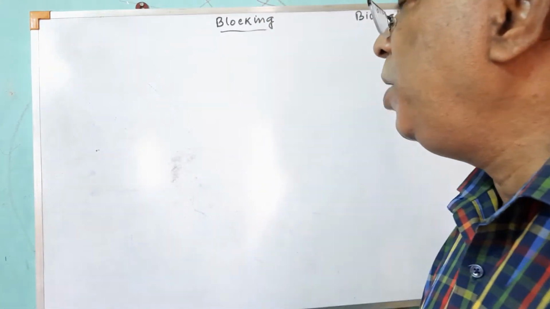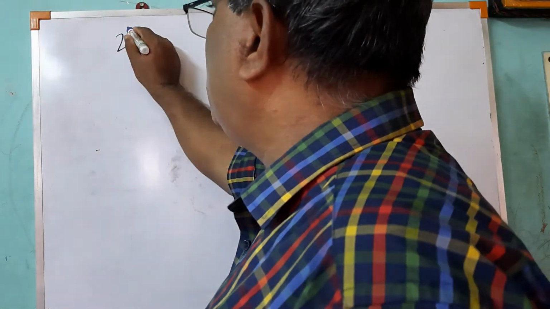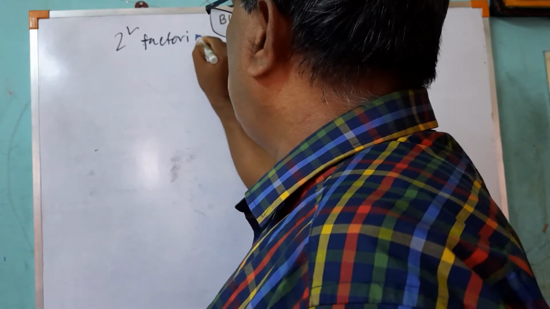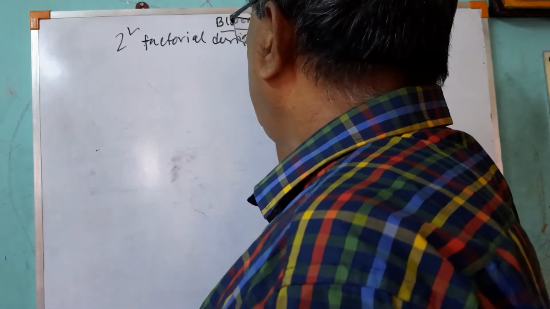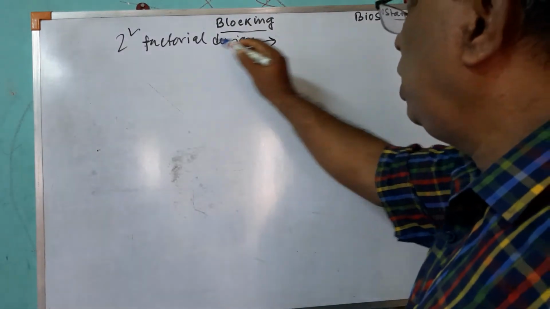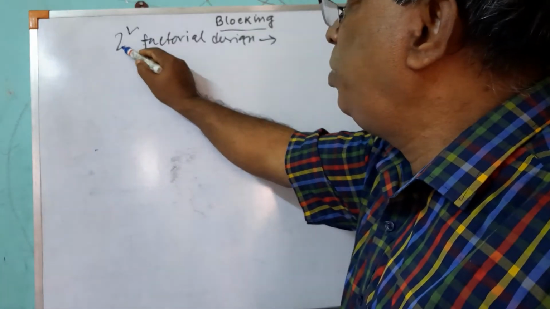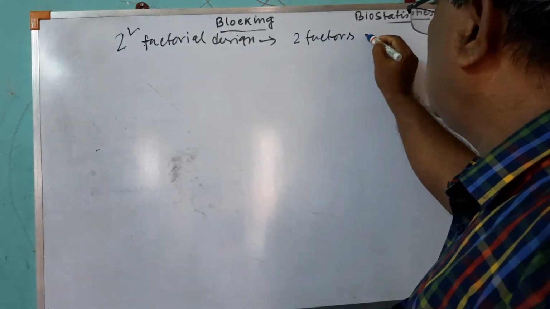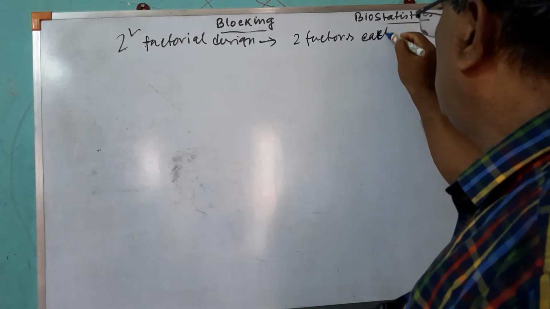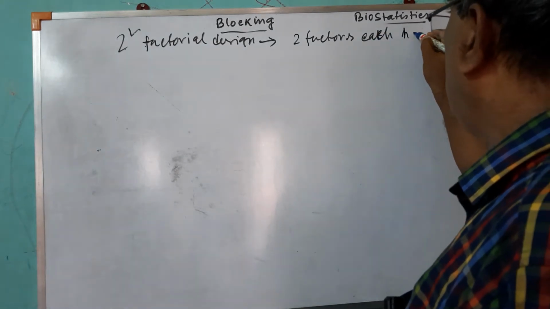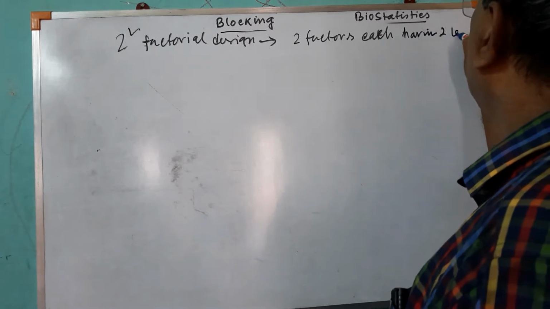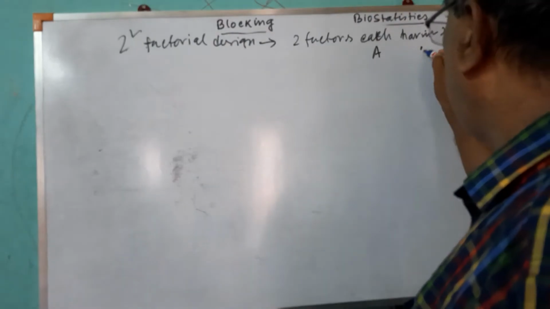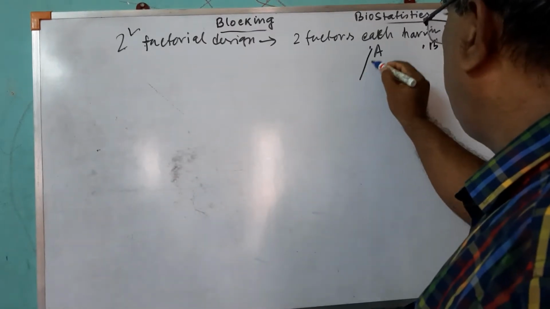Suppose I am giving a 2 square factorial design. You know, these two means there are two factors, and the other two means levels. So two factors, each having two levels, lower level and higher level. Suppose factor A and factor B. This is factor A having two levels.